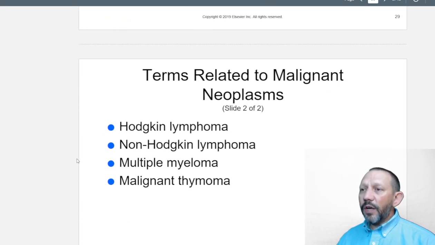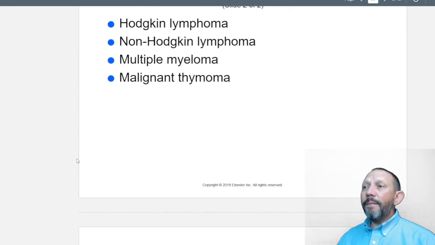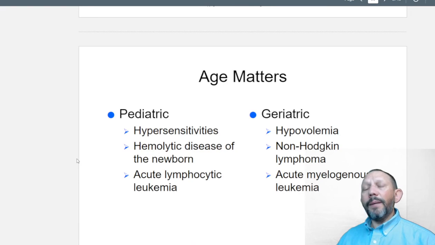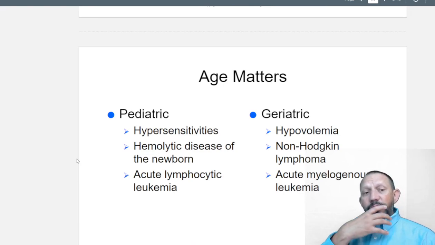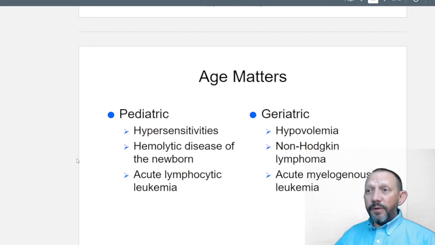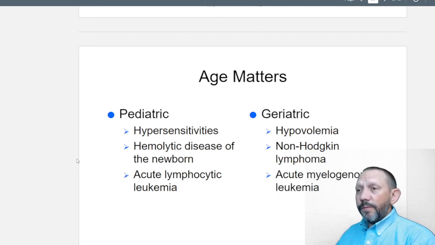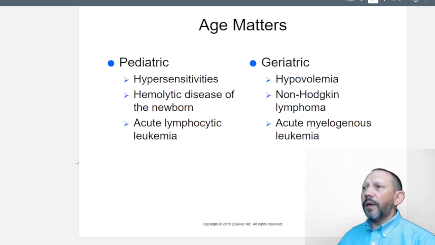Malignant neoplasms: Hodgkin's, non-Hodgkin's, multiple myeloma, malignant thymoma. I don't know how many people get that malignant thymoma. I would assume very few. Multiple myeloma is very common. Hodgkin's and non-Hodgkin's are also rather common. It happens in the lymph system. So sometimes in the lymph system, in the center of the body, deeper inside as well, is where you can get those tumors.